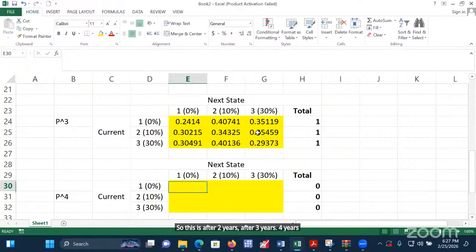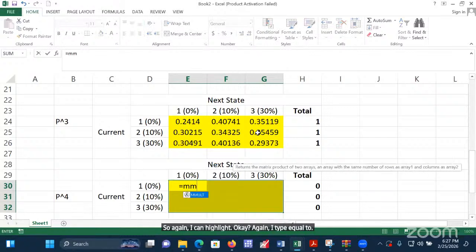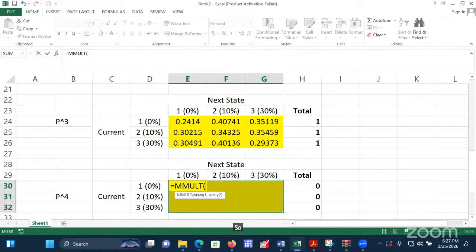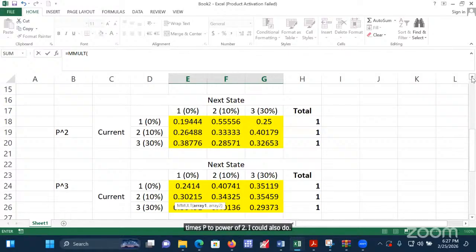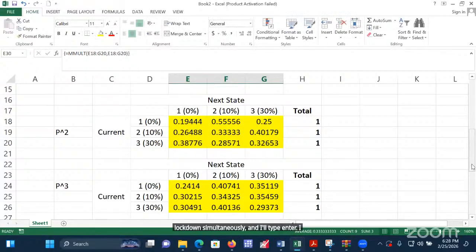4 years, P to power of 4. It could be P to power of 2 times P to the power of 2. So again, I can highlight. I type equal to M mod. Just type MM and then M mod will appear. Double click. So I will do P to the power of 2 times P to the power of 2. I could also do P times P to the power of 3. It will give you the same thing. So I'll do P to the power of 2, comma, and then another P to the power of 2. And that's all. Then I will hold control and shift down simultaneously, and I'll type enter. And then I have my results.